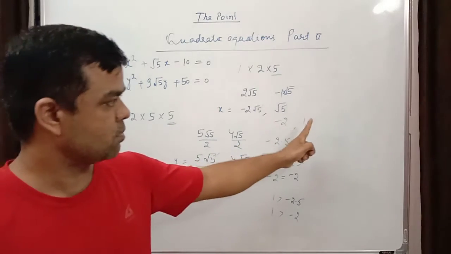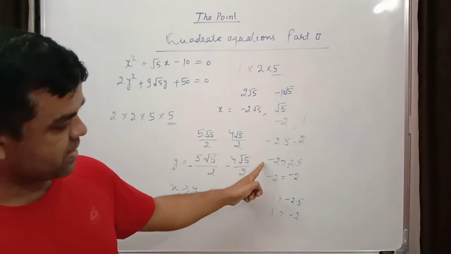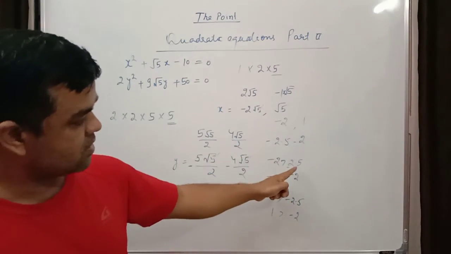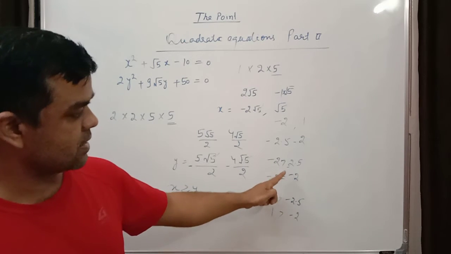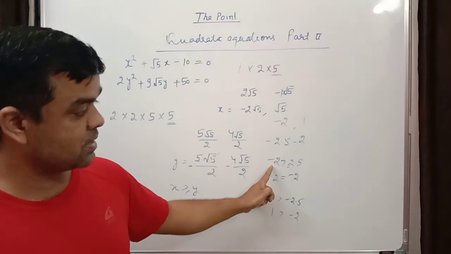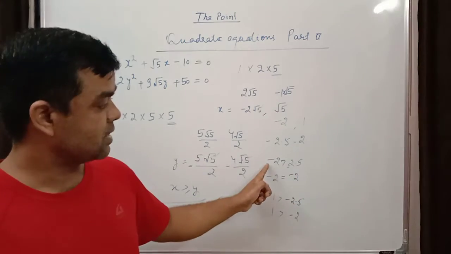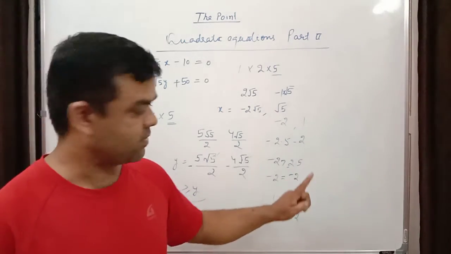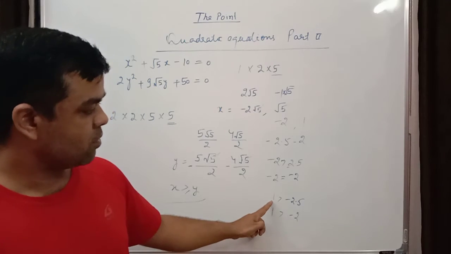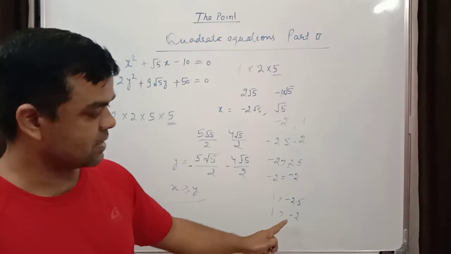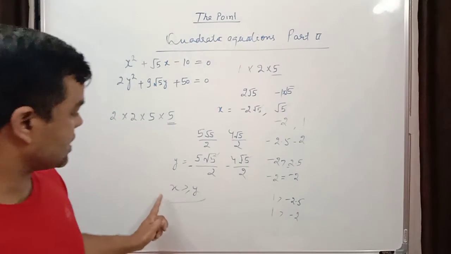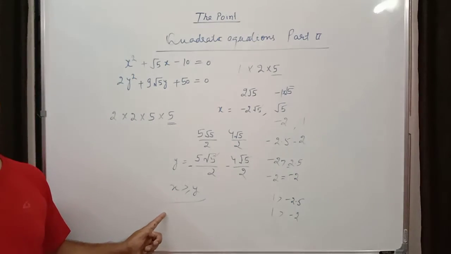So minus 2, 1. So first compare minus 2 with both these things. Minus 2.5, minus 2. So greater than, equal to. Minus 2 is greater than minus 2.5. Reverse number if you go, then minus 2 is greater than minus 2.5. Okay. So now 1 is greater than minus 2.5, 1 is also greater than minus 2. So correct answer is x is greater than equal to y.